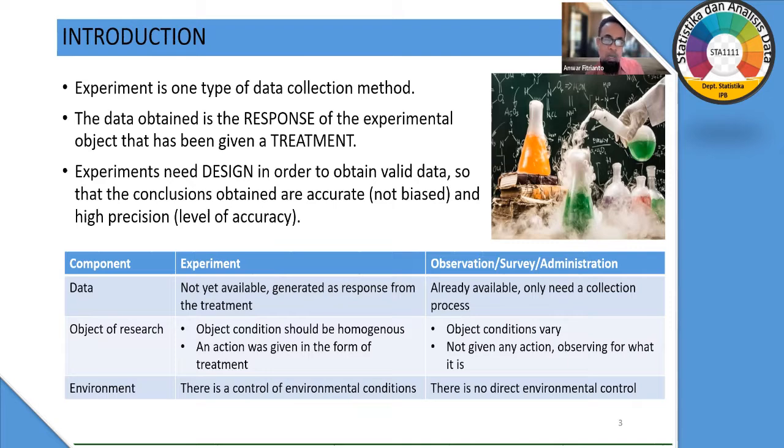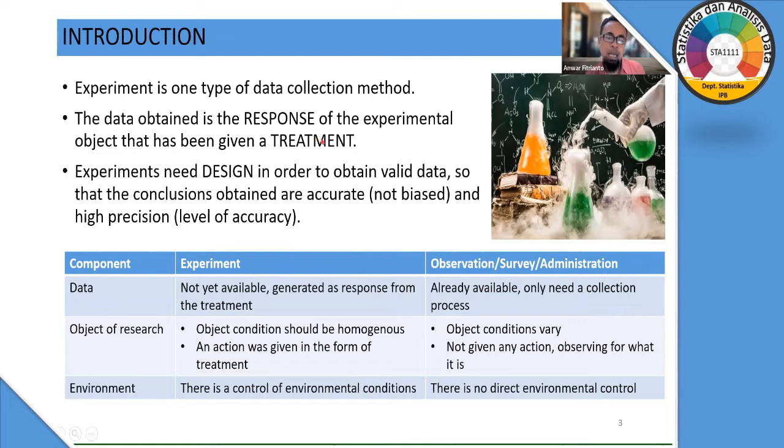After you give some treatment to the mice, the object of the experiment, then in the end, maybe after some time, you will do measurement. The measurement you do is you measure their blood pressure. The blood pressure that you measure we call the response. So the response is something you measure from an experiment. The data obtained is the response. So this is the measurement of the experimental object that has been given a treatment.